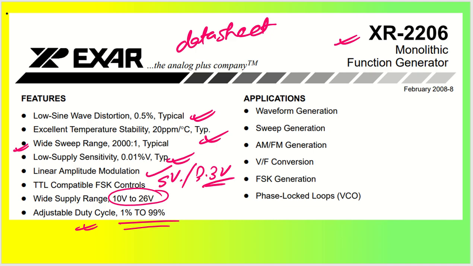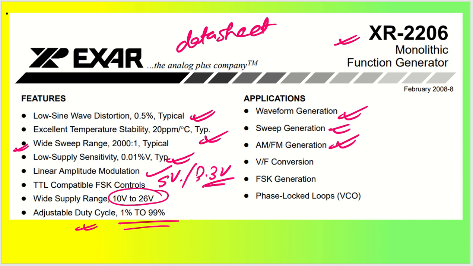What are the different applications of this particular IC? A very important one is waveform generation, whether it is a square wave or rectangular wave, or sinusoidal wave, and we have triangular wave, right? It can generate some sweeps as well. The most important thing is it can be used for generating amplitude modulation and frequency modulation signals. Okay, and it has voltage to frequency conversion as well.